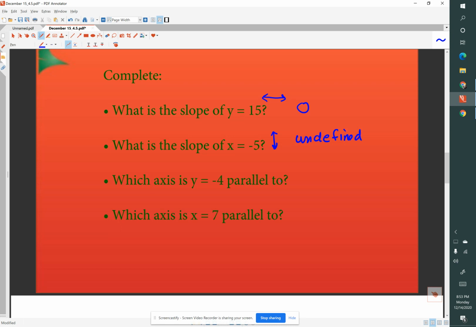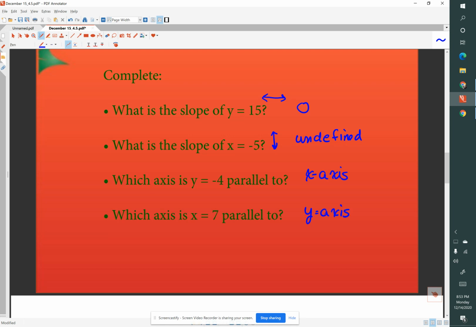So which axis is y equals -4 parallel to? That would be parallel to the x-axis. And which axis is x equals 7 parallel to? That would be parallel to the y-axis.